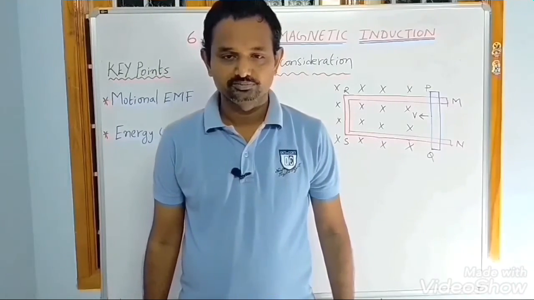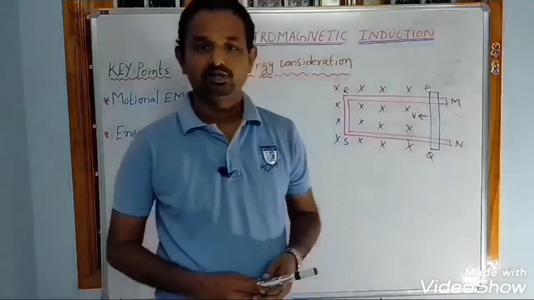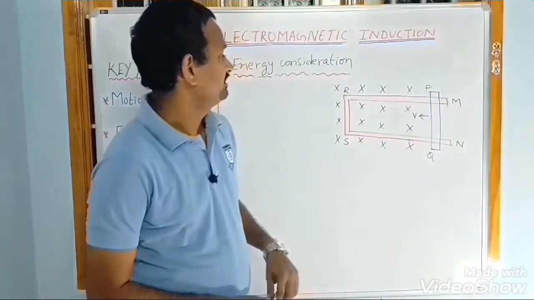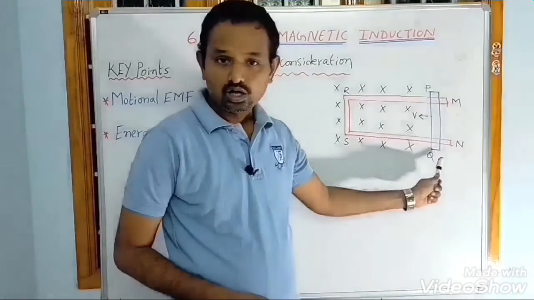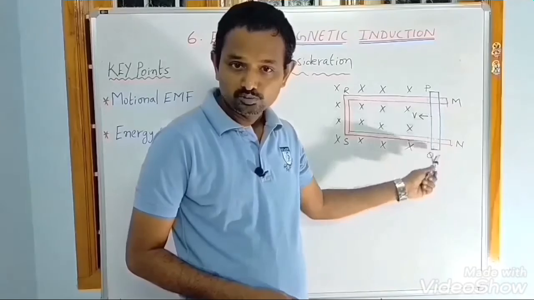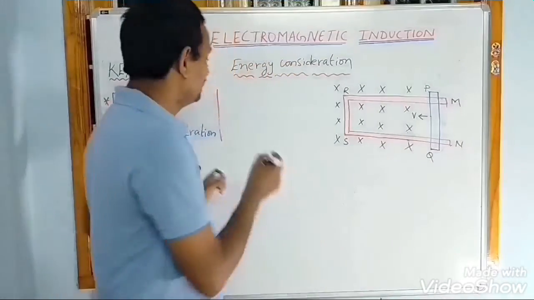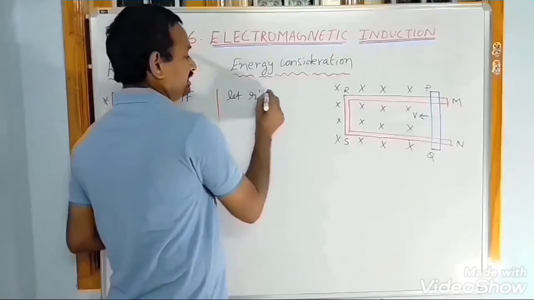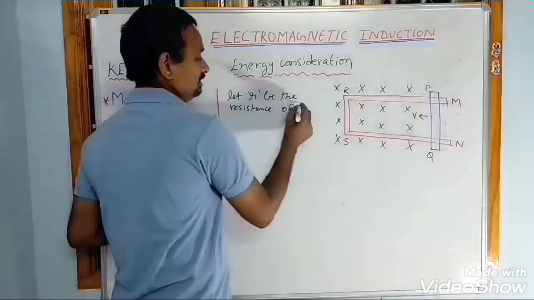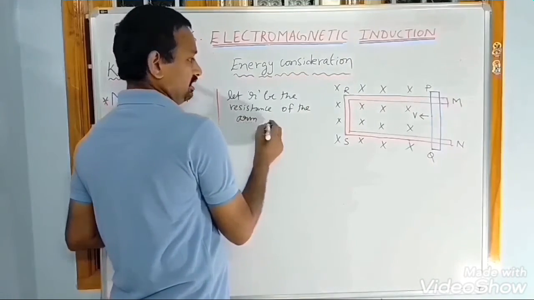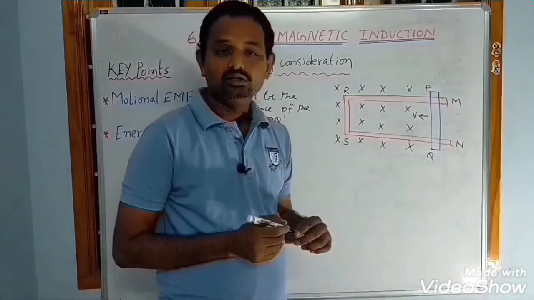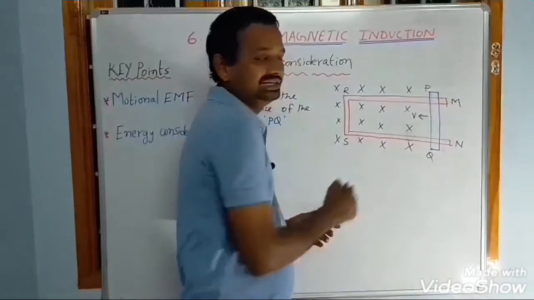Now, energy consideration. Suppose we place an irregular conductor in a uniform magnetic field, which has a movable arm PQ. Here the resistance of this movable arm PQ is small r. Let small r be the resistance of the arm PQ. The resistance of the remaining part is negligible.